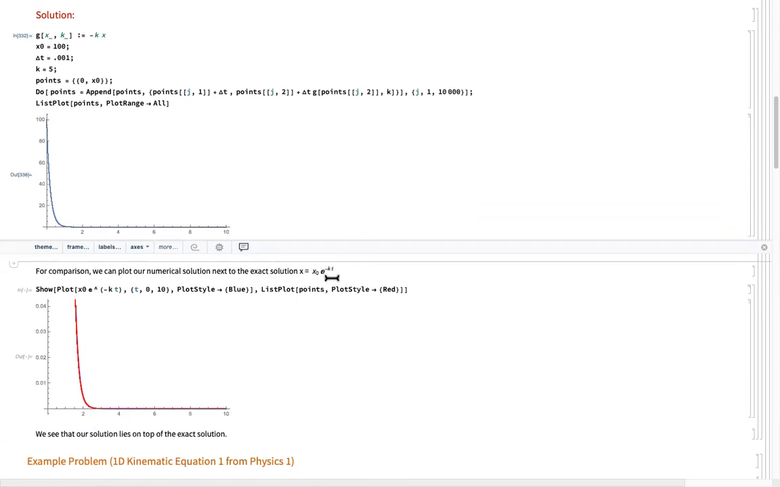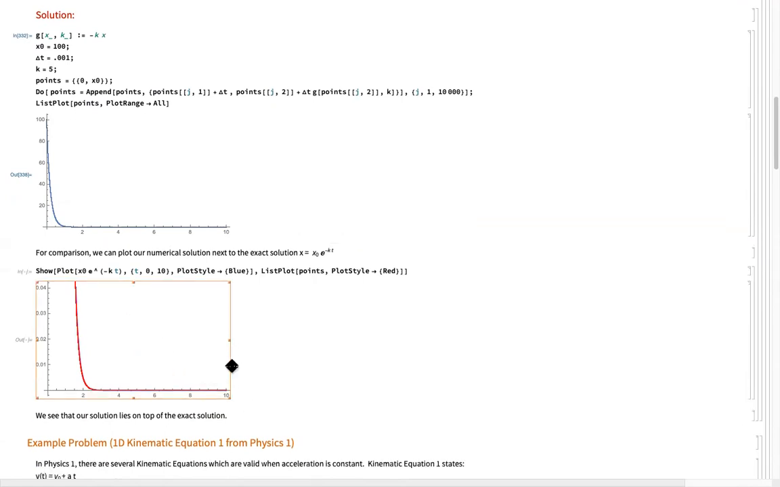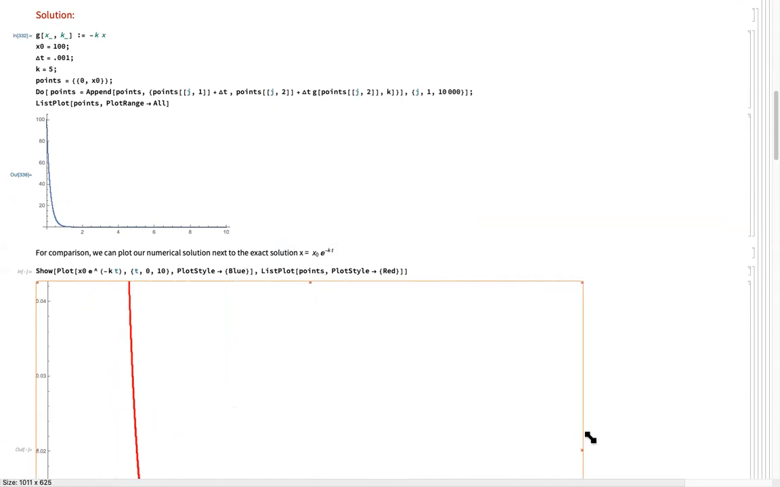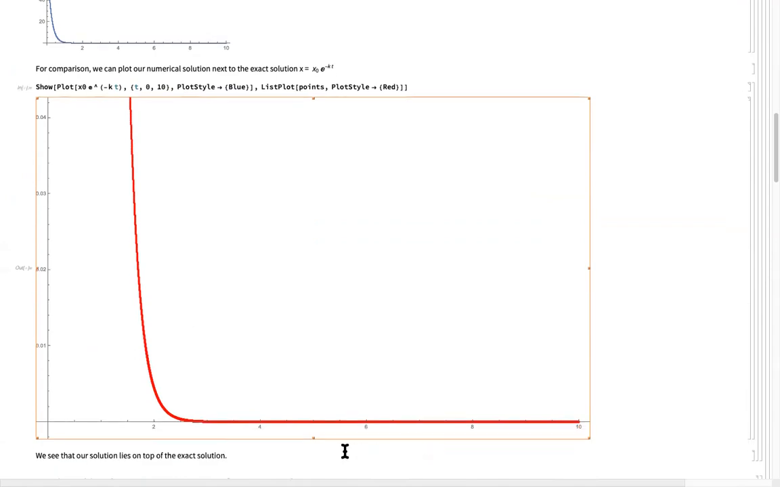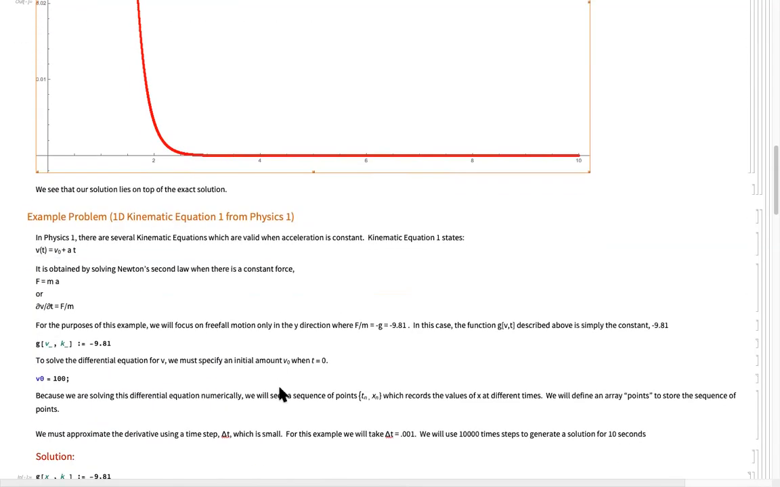Just for comparison, I plotted it next to the exact solution, which for this equation we actually know. And if you really squint, you can start to see maybe a little bit of separation, but pretty much they're right on top of each other. Okay, it's hard to see. The exact solution is supposed to be in blue, and the numerical approximate solution is supposed to be in red, and they pretty much just line right on top of each other. Okay.